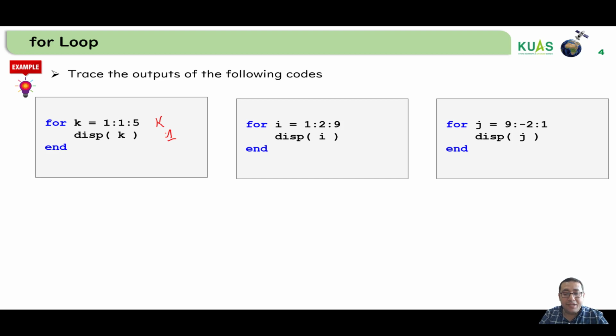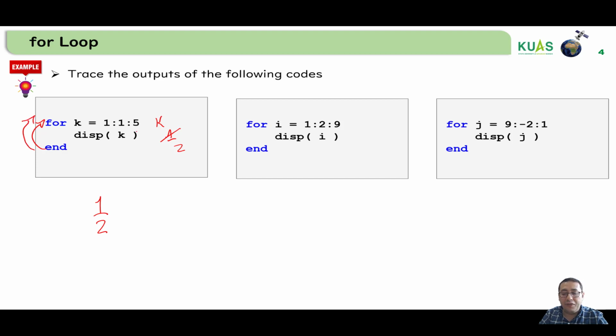And then display k, so the first output will be 1. And then we will go to the second iteration. So the k value will increase by the spacing, so it will be 2. Display 2, so the output will be 2. And then go to the next iteration.